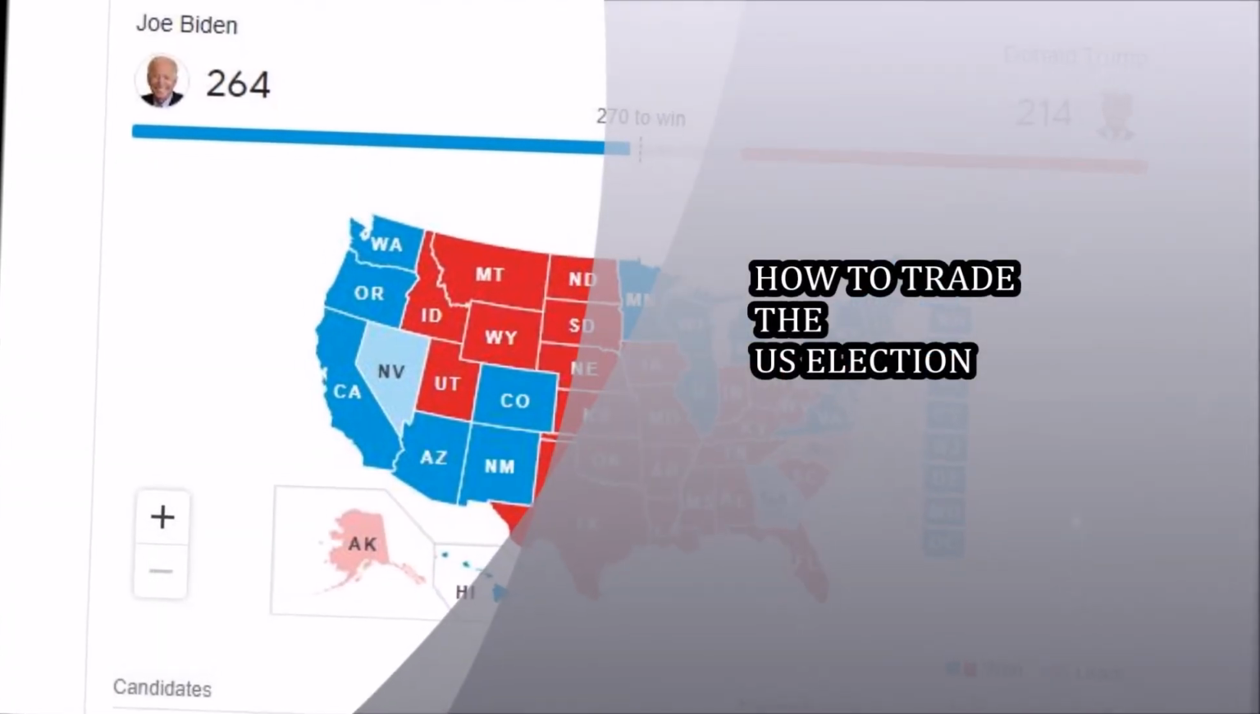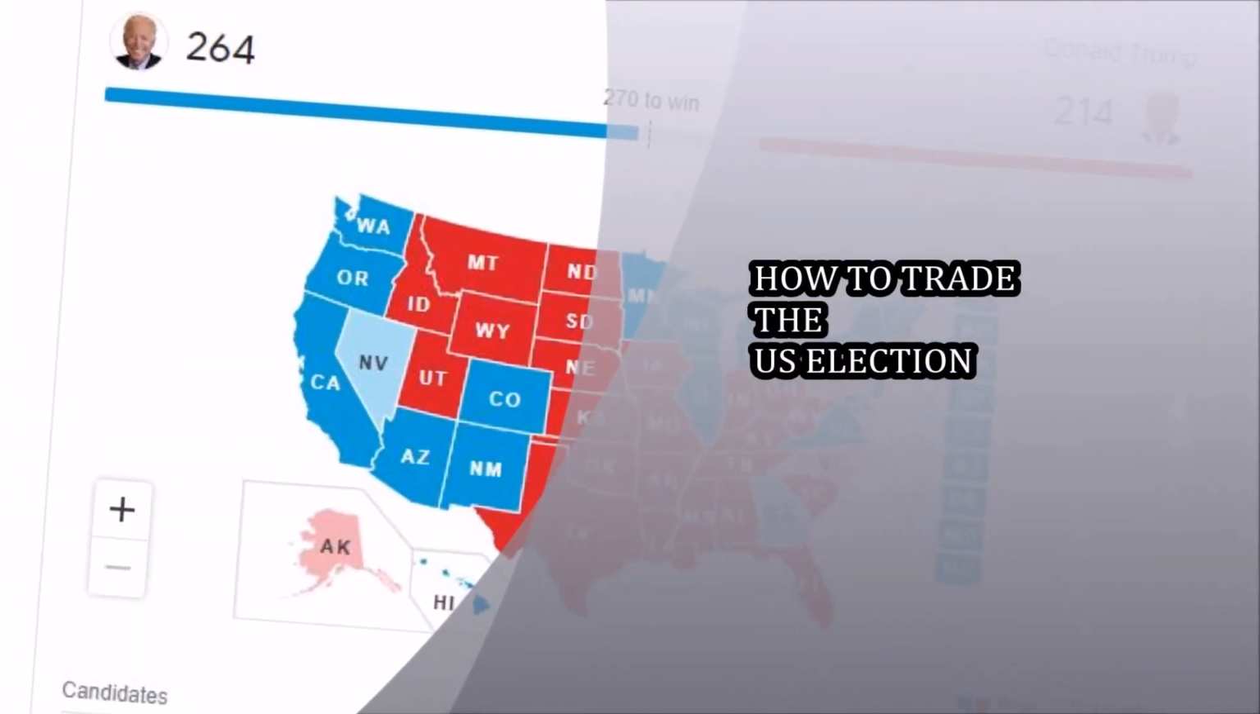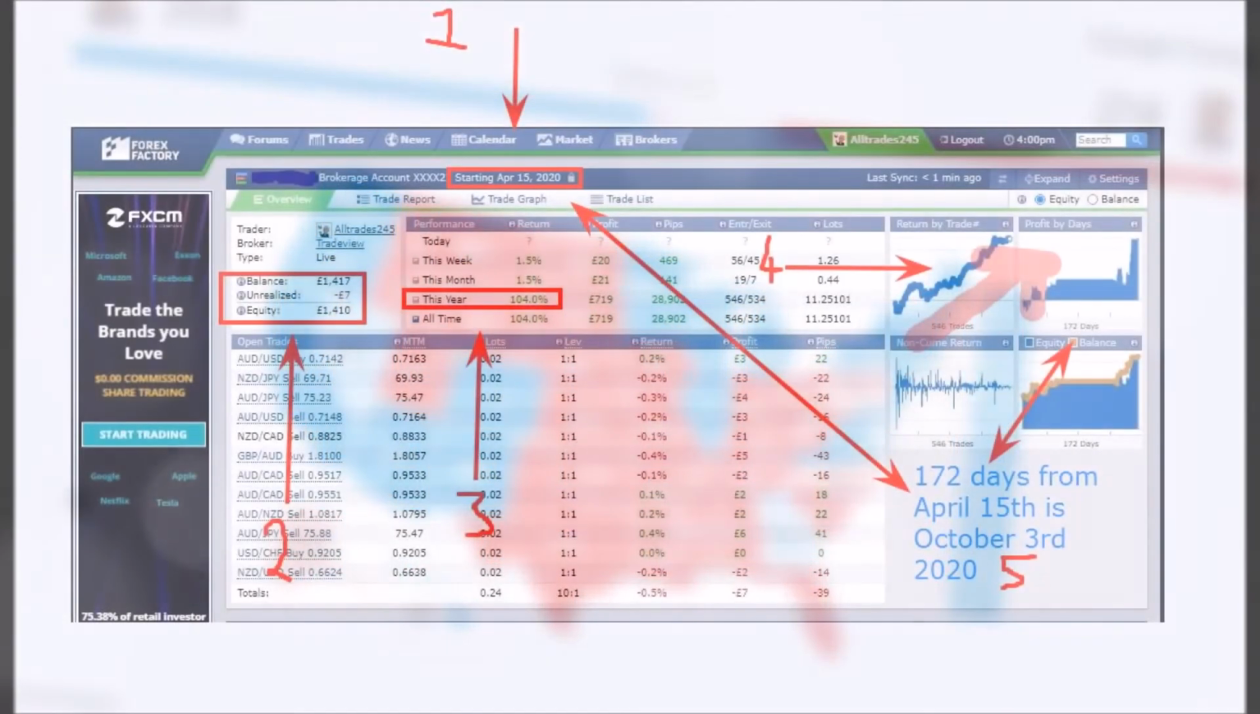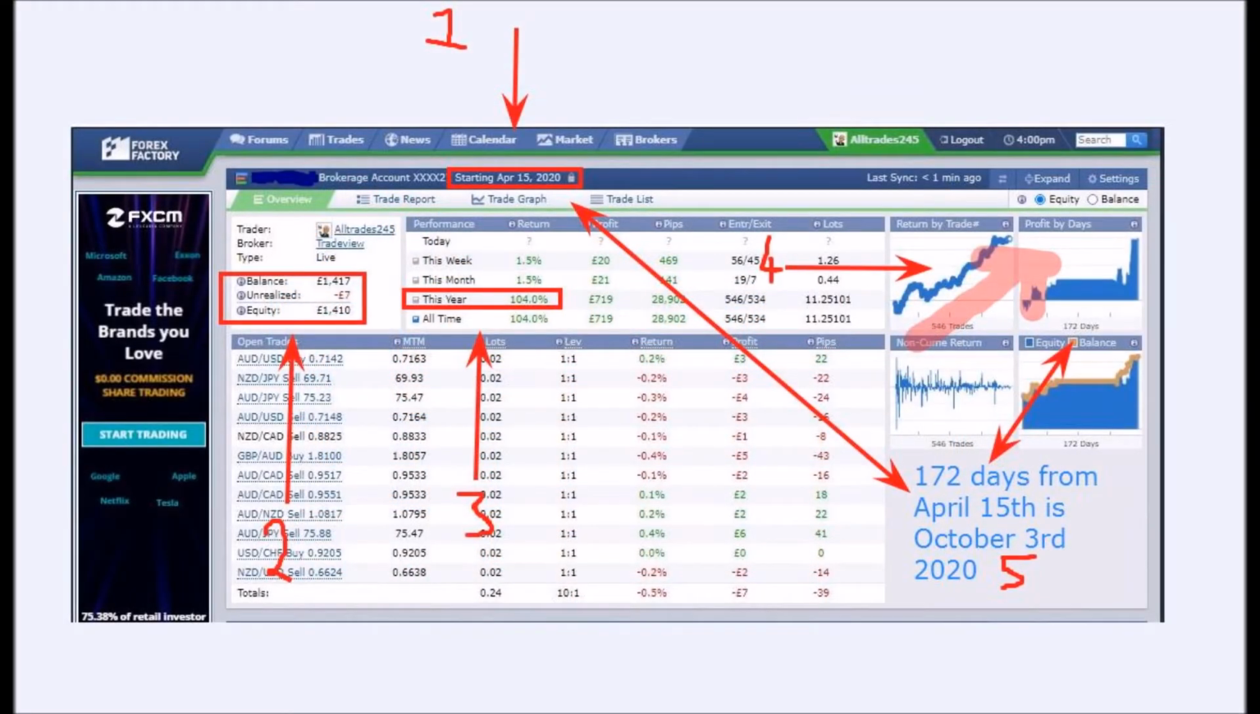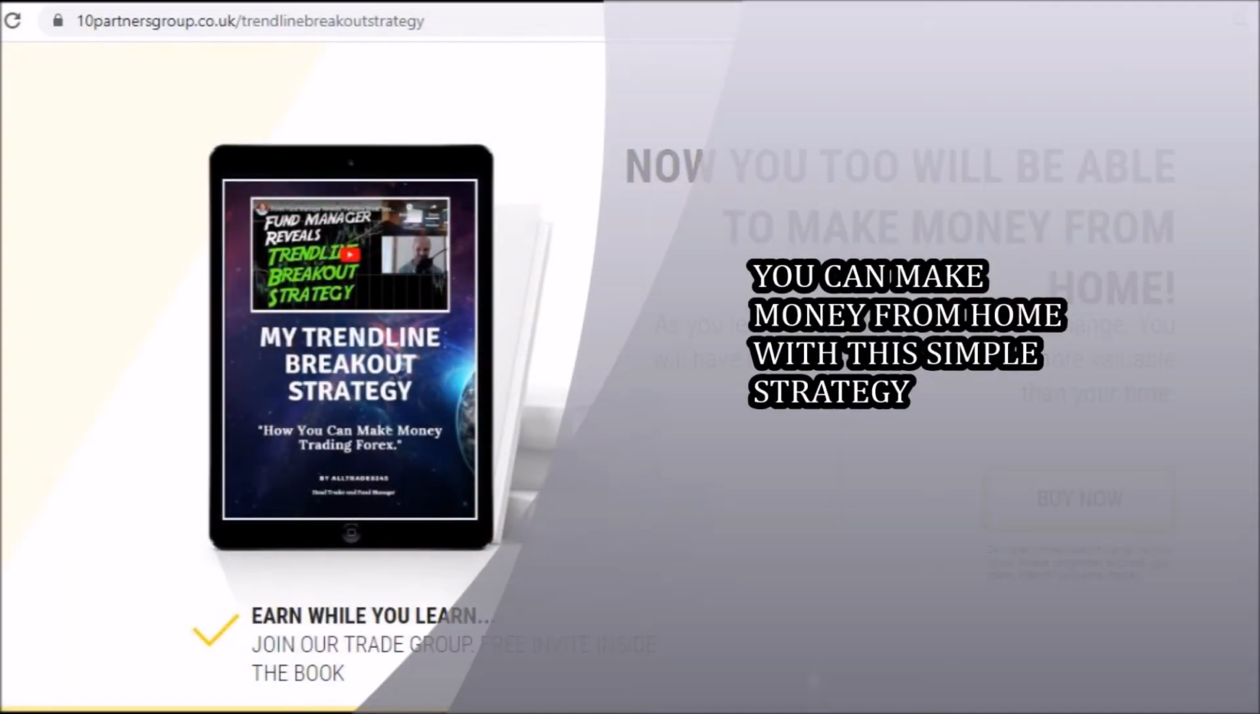In this video, we're looking at how to trade the US election. Highly contested. We've made 100% profit thus far this year using our simple trendline breakout strategy.